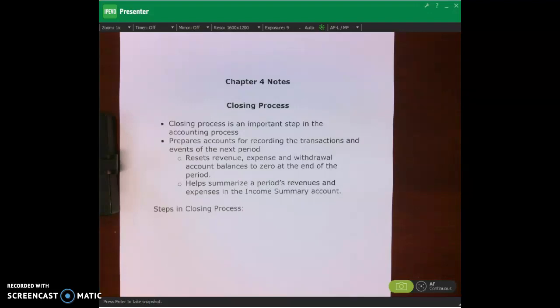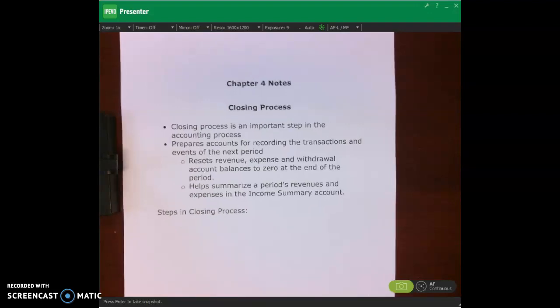The other thing that we need to do is also zero out the withdrawals account, giving it a 0 balance. And then we also need to eventually close out our revenues and expenses to a temporary account called income summary. And then we're going to move from income summary to capital.